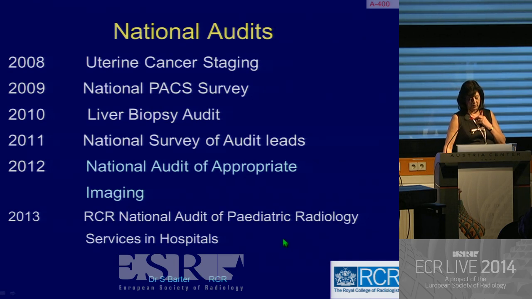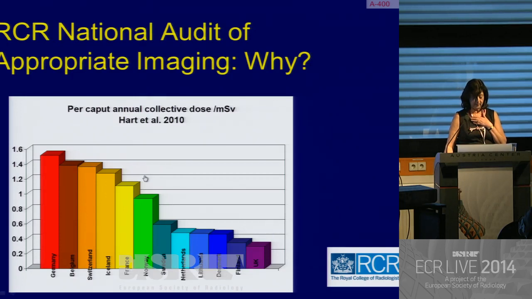This year, we're looking at the National Audit of Paediatric Radiology, again, because that's very important with regard to dose. But I'm just going to discuss with you a little bit more about the audit we did a little while ago on the National Audit of Appropriate Imaging. Or should it be appropriate requesting, really, but appropriate imaging. Why did we choose to do this?